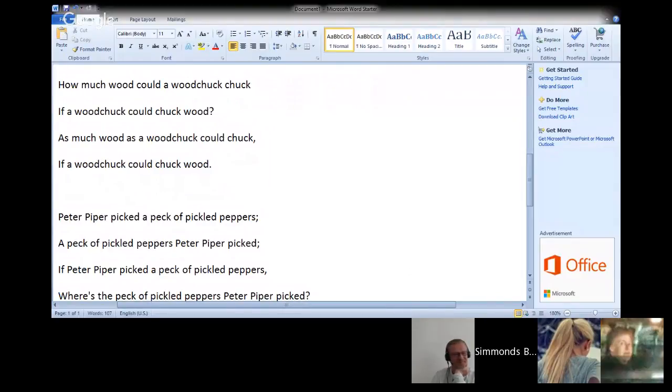Okay. How much wood could a woodchuck chuck if a woodchuck could chuck wood? As much wood as a woodchuck could chuck if a woodchuck could chuck wood. Okay, not bad. Garrett, do you want to give it a try? Okay. How much wood could a woodchuck chuck if a woodchuck could chuck wood? As much wood as a woodchuck could chuck if a woodchuck could chuck wood.